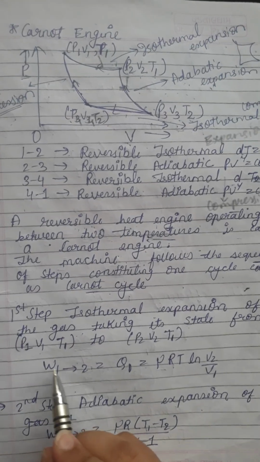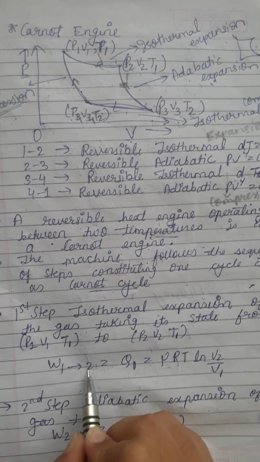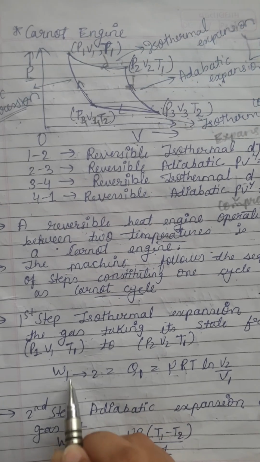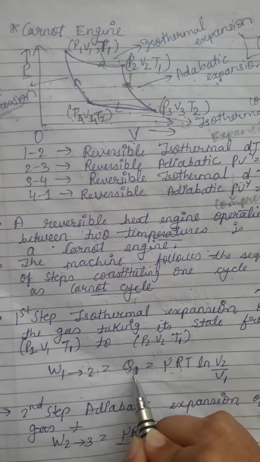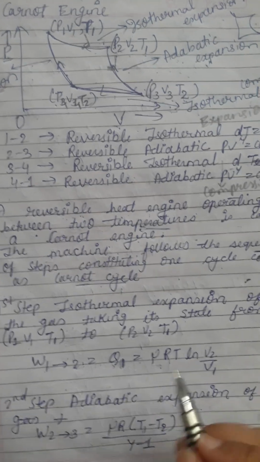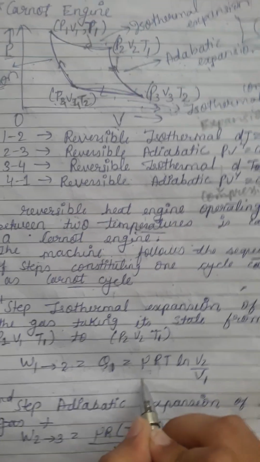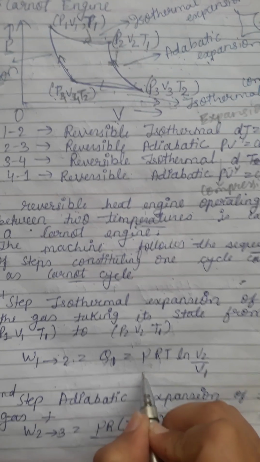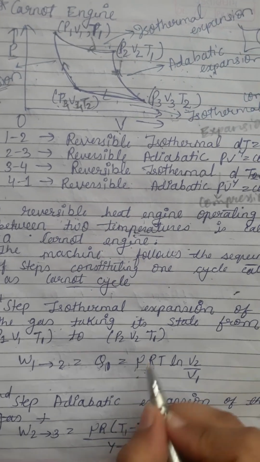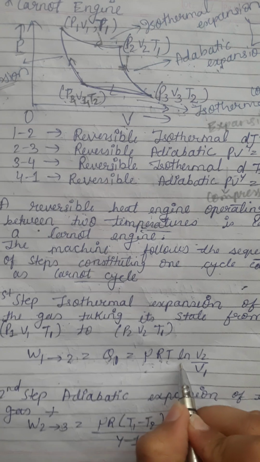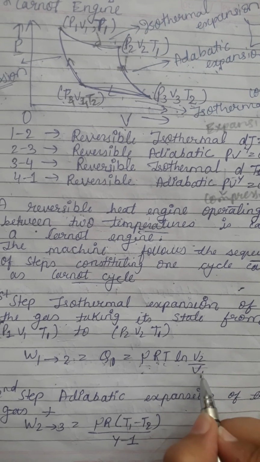What is the work done in 1 to 2, which is Q1? We have already derived it. Don't look at it as if you have seen it for the first time. Okay, half of the students are doing only that. So Q1 equals mu RT ln V2 by V1, where mu is the number of moles.